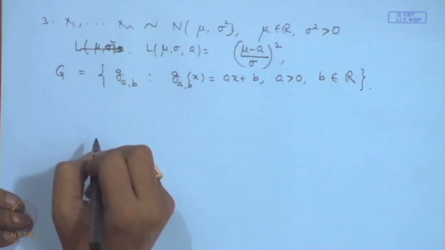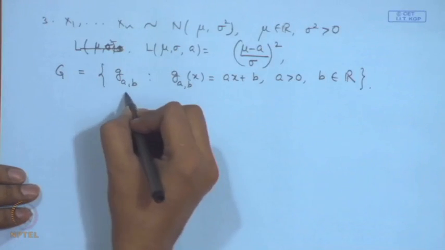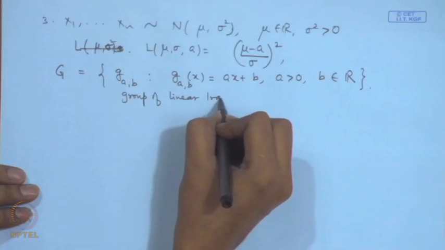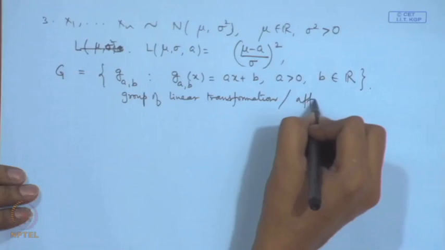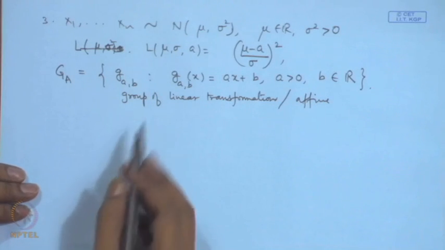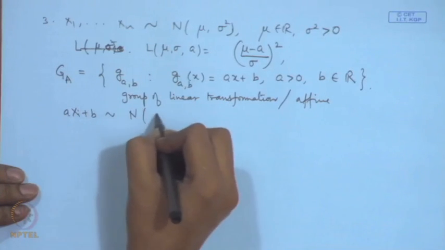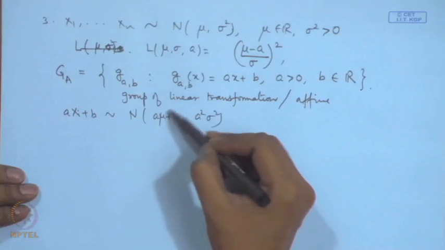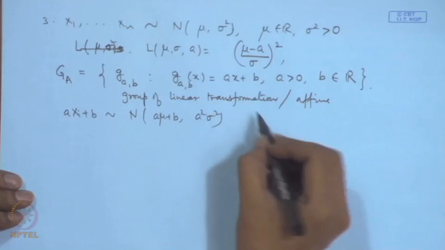A x plus b, where a is a positive number and b is any real number. This is called the group of linear transformations or affine transformations. So, we use the notation G A. Now, under this the distribution of A x i plus b is normal, a mu plus b, a square sigma square. So, a mu plus b is another real number, a square sigma square is positive. Therefore, the family is invariant.